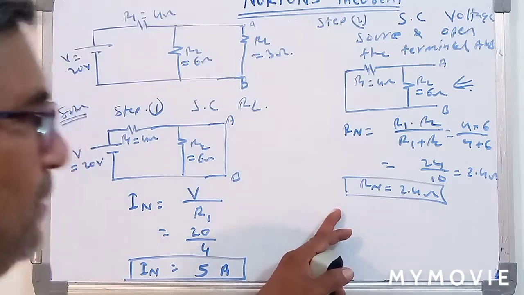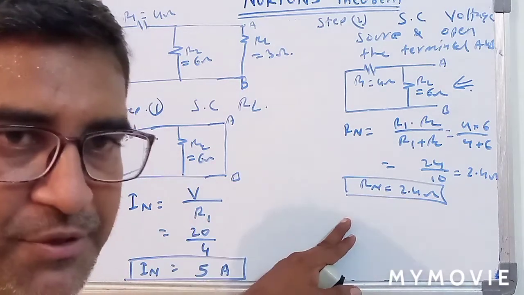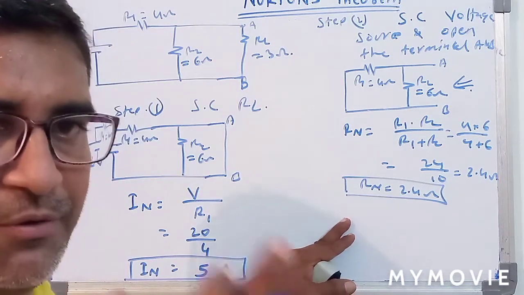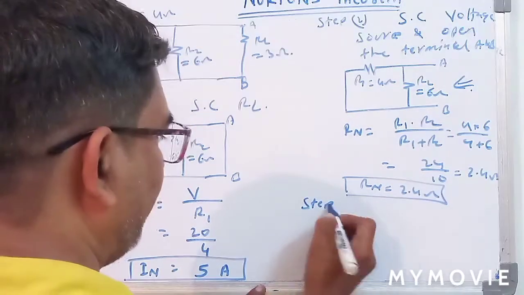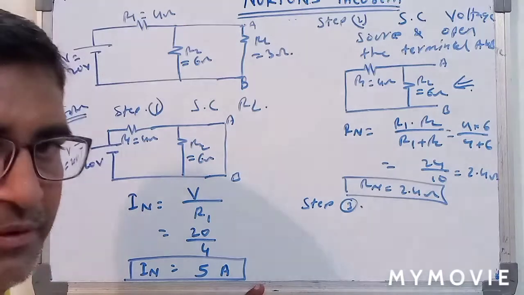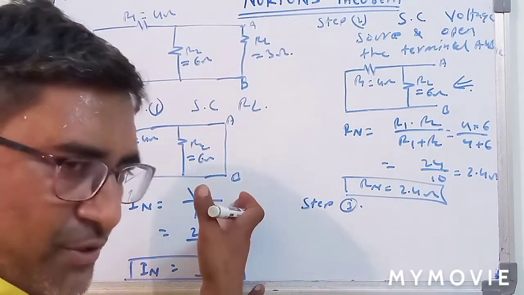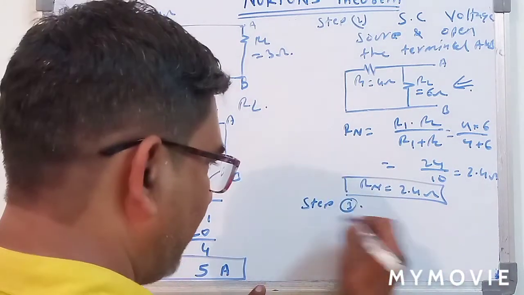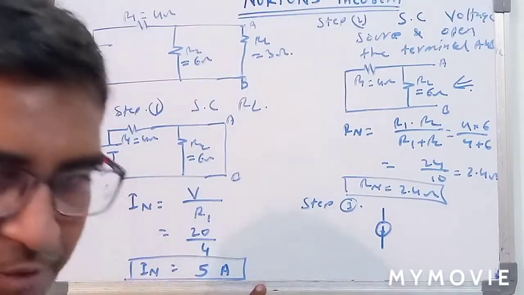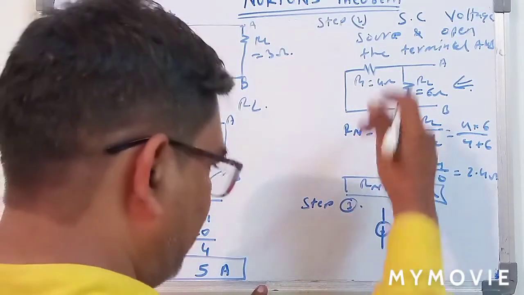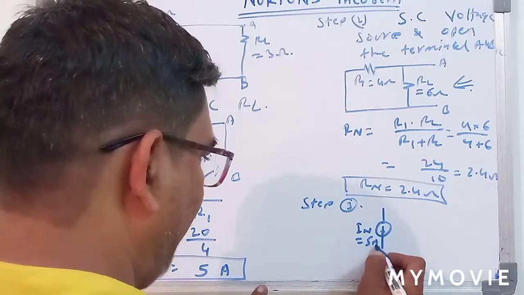Very simple. You have this 2.4 ohms. Now our step number three. What is the third step? We have to find out the equivalent circuit. Step number three: whatever we have disconnected, whatever we have short circuited, we have to attach. First, you have the current source drawn below, because the 5 ampere current is going to start from here. So IN value is equal to 5 ampere.